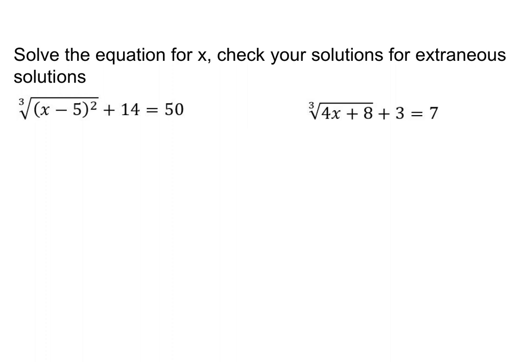So we solved the previous problem. Now you try and solve this problem on the right. Pause your video, see if you can figure it out, then press play to see if your answer is correct. Pause your video now.